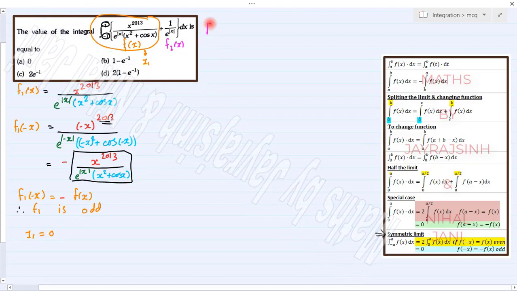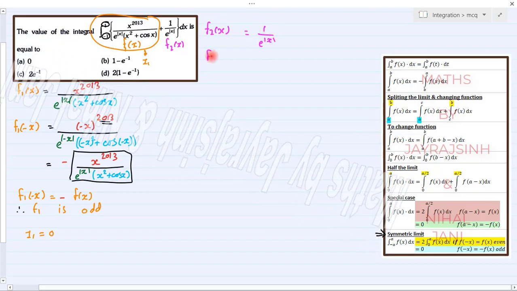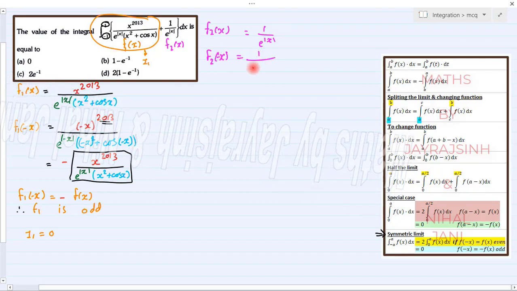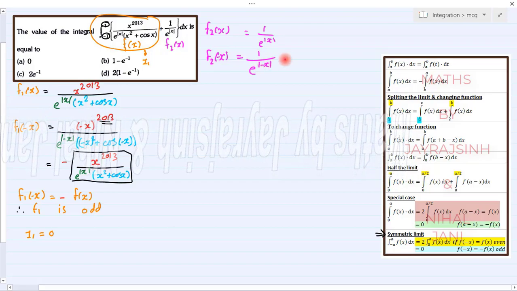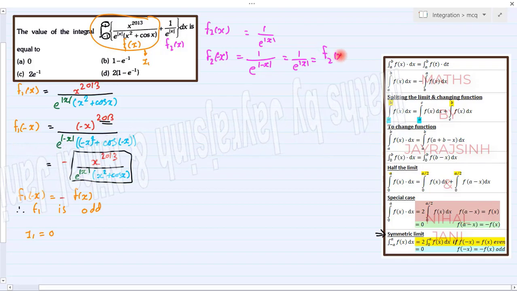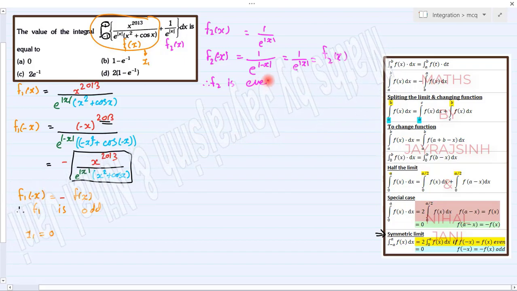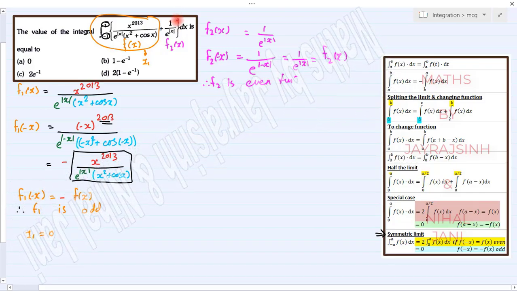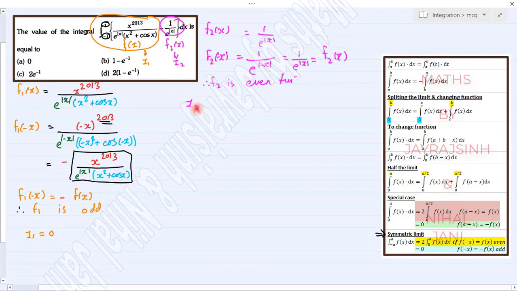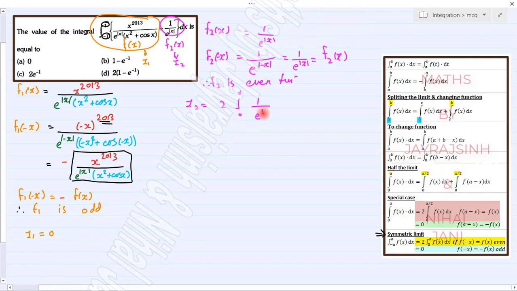Similarly, if we check our second function, which is 1 upon e raised to mod x, for that we have to find out f of minus x. So here we'll get 1 upon e raised to mod of minus x, which will be equal to 1 upon e raised to mod x, which is your function itself. So your second function is an even function. So the integration of the second function, let's say it is I2, will be 2 times the integration from 0 to 1 of 1 upon e raised to mod x.